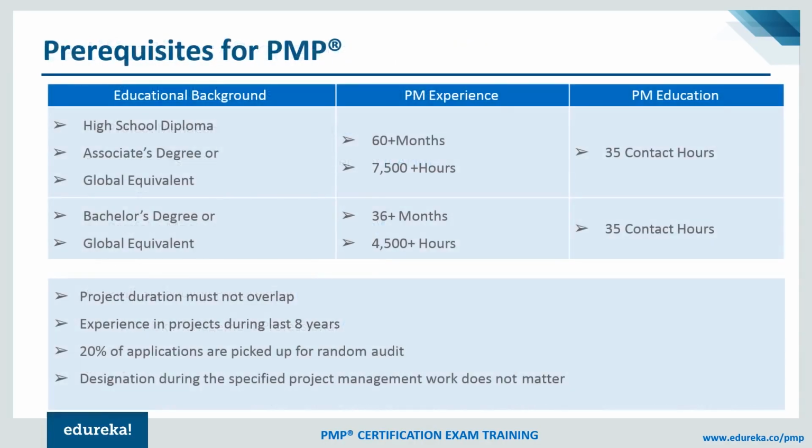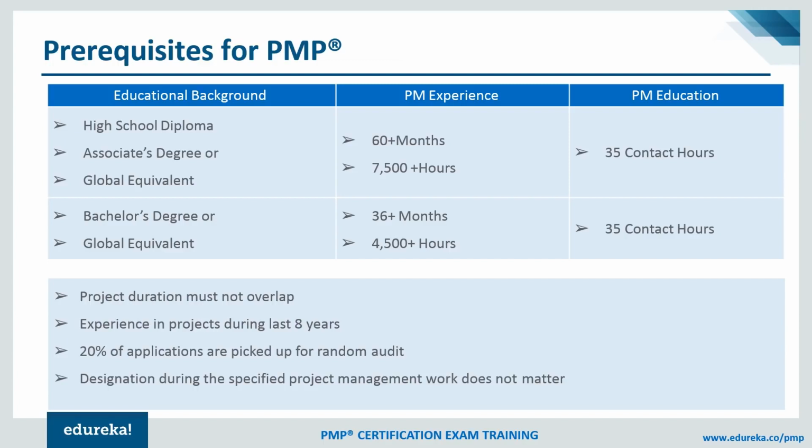So what does it take to become a PMP? What are the prerequisites that you need to have? That's very simple here. There are two things. One is your project management experience. If you are a bachelor's degree holder, or any global equivalent, then you need to have 4,500 hours of project management experience accumulated over a minimum of 36 months.